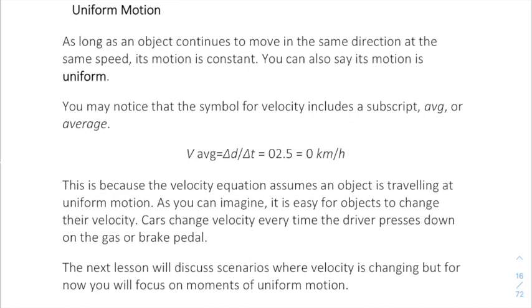As you can imagine, it's easy for objects to change their velocity. Cars change velocity every time the driver presses down on the gas or brake pedal. So in this case, you would need to be more clear with how you calculate these changes. So next lesson, we're going to discuss some scenarios where the velocity is changing, but for now, we're going to focus on those uniform motions. So we're talking about the assumption that over a certain displacement, the velocity stays the same. And in this case, they're trying to show us the velocity calculated from the last time.